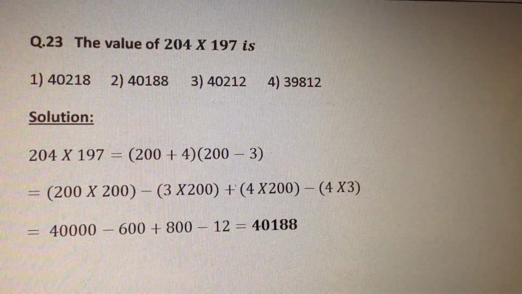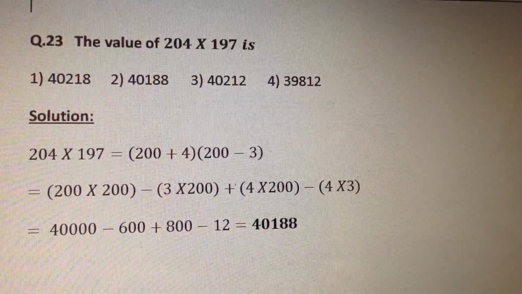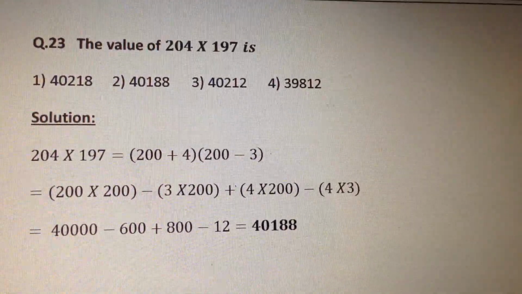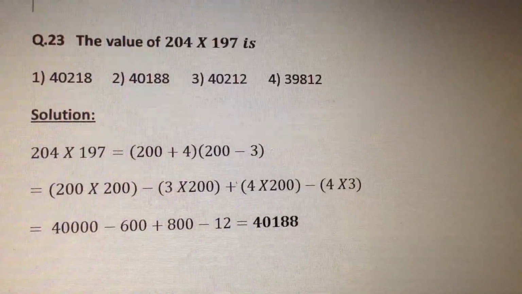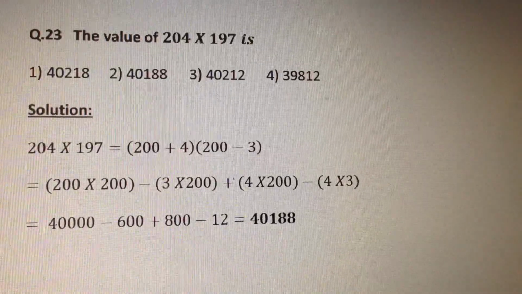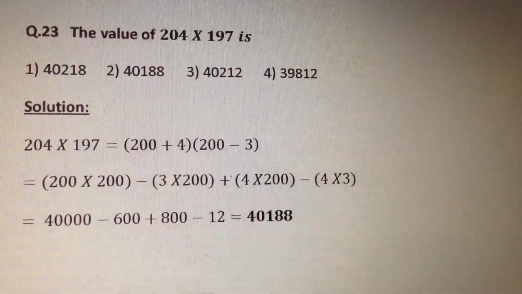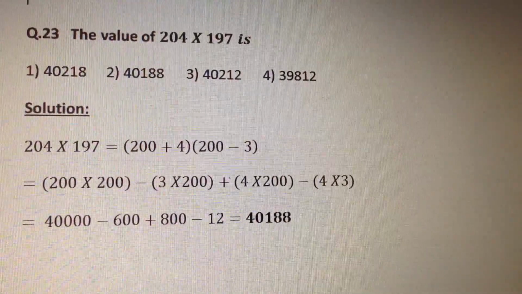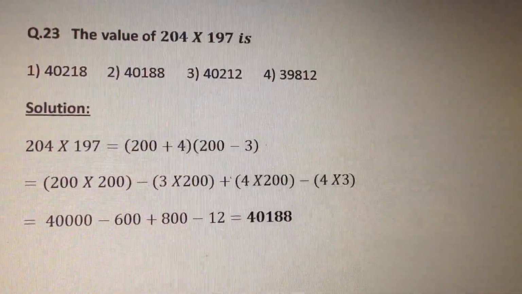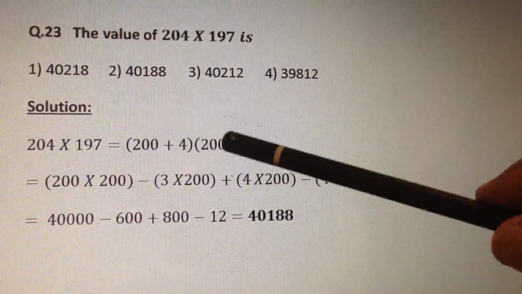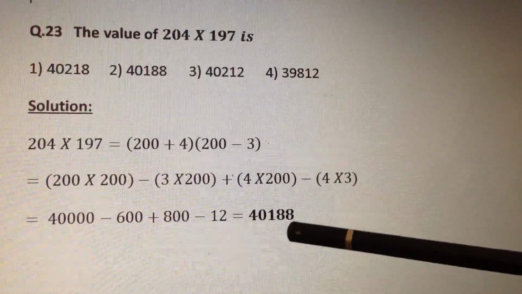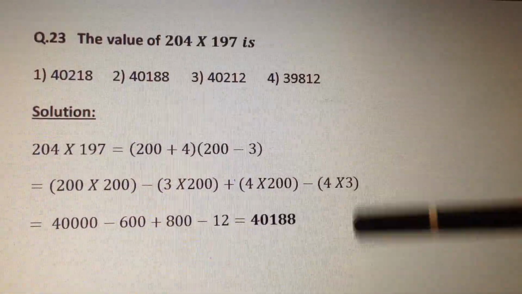So, next question. The value of 204 into 197 is. This is a very simple question. Okay, let us write 204 into 197 is equal to 200 plus 4 into 200 minus 3, which is equal to 200 into 200 minus 3 into 200 plus 4 into 200 minus 4 into 3. So the answer is 40,188, which is option number 2.